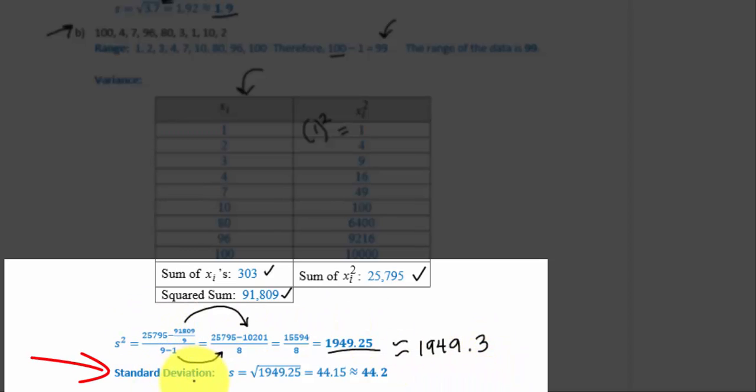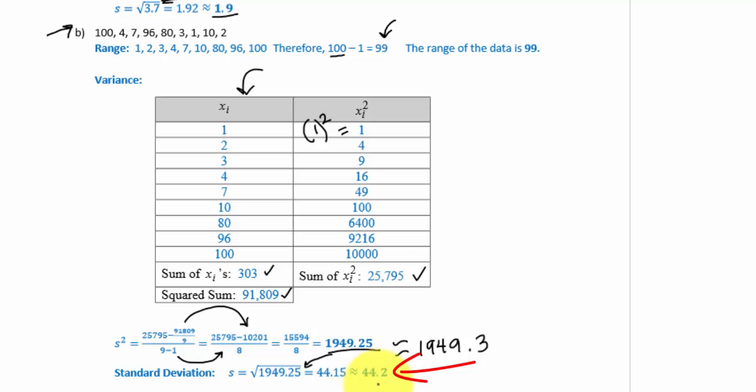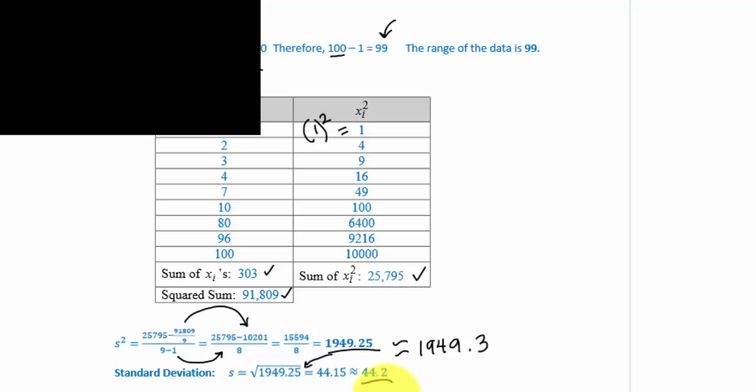The standard deviation then is simply taking your variance and finding the square root. So that is found right here, and that's about 44.15. Depending on how you want to round that, if you go to tenths, 44.2. And that is our standard deviation.